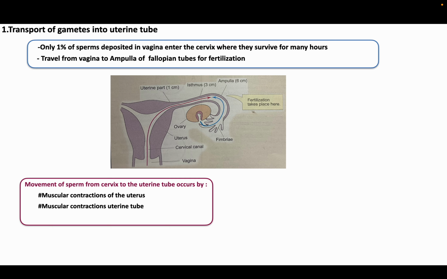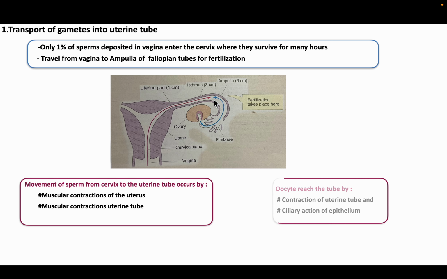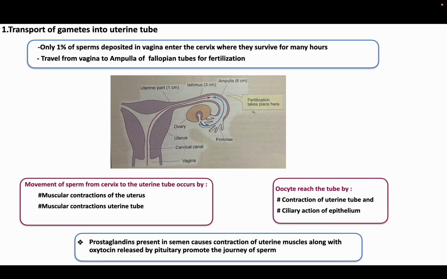Then the movement of the sperm from the cervix to the uterine tube occurs because of the muscular contractions of the uterus. Then muscular contraction of the uterine tubes helps in the movement of the sperm towards the ampulla portion of the fallopian tube. Now, the oocyte reaches the tube by contraction of the uterine tube and ciliary action of the epithelium. The prostaglandins present in the semen cause contraction of the uterine muscles, and along with the oxytocin released by the pituitary, promote the journey of sperm.